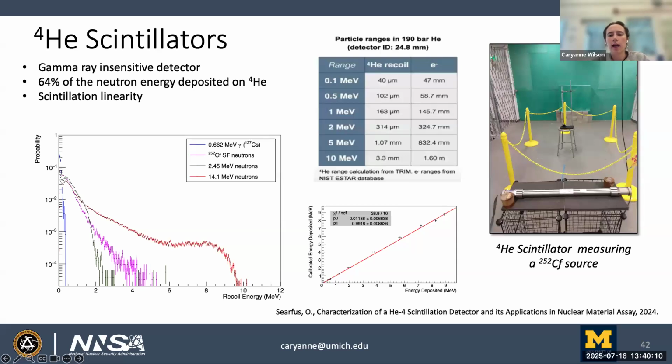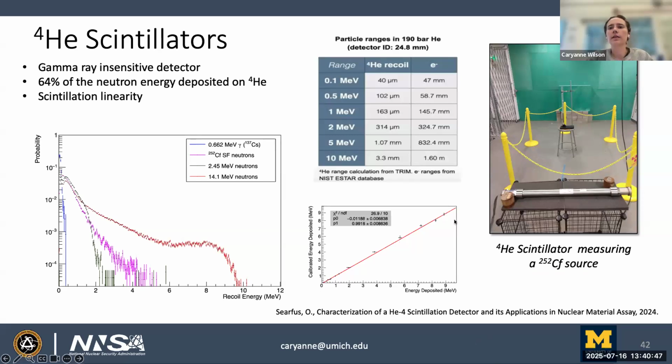So the neutrons will still interact with the helium-4 gas, and the helium-4 is light enough that the neutron can cause that nuclei to recoil. But because it is a gas, when the gamma rays Compton scatter off the electrons, the range of the electron is typically much larger than the size of the detector. And so it usually won't deposit all of its energy. Because it's a noble gas, there's no quenching. And so it has an extremely linear light output for neutron detectors.